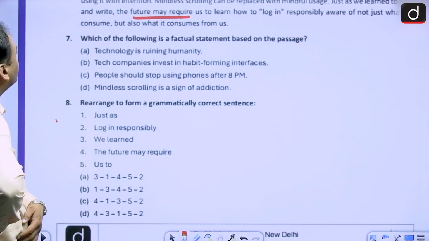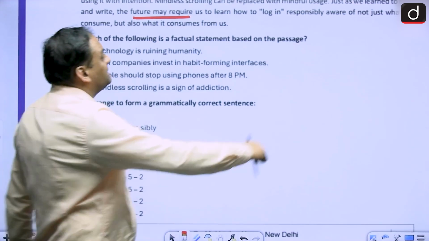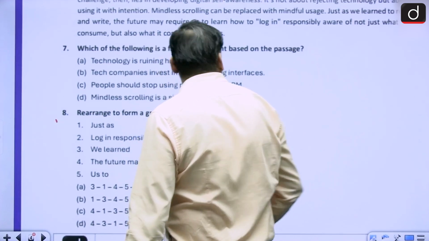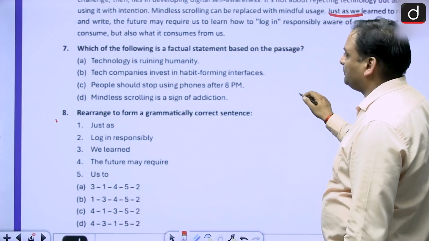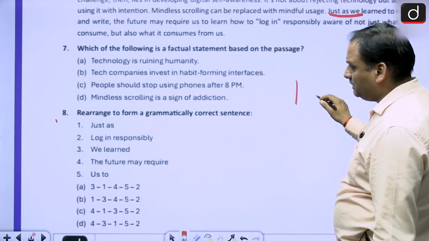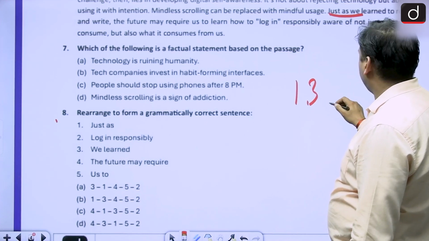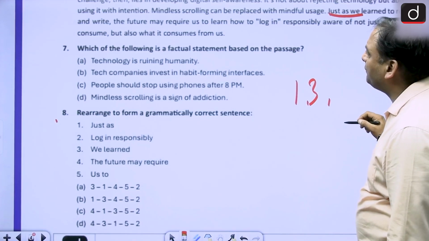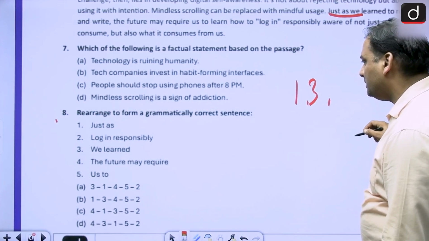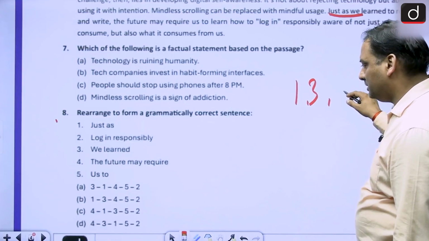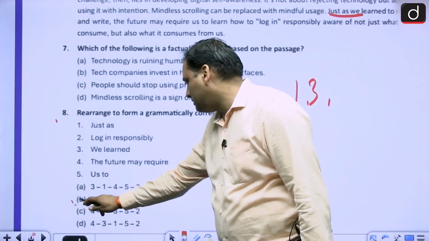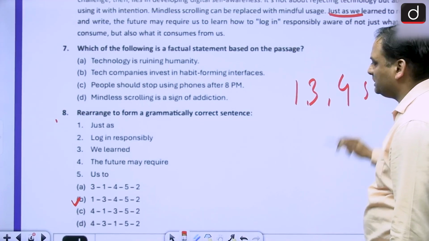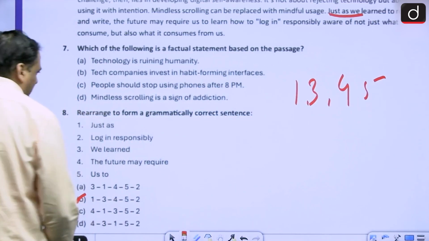Just as, it is given here. No, it should not be like this. We got confused. It is starting from here. Just as. First of all, just as, first one. We learn, third one. To read and write. The future. First, third, fourth, fifth. So first, third, fourth, the future may require us, fourth, fifth. Now, this one is the right answer. Second one, we can get it. Okay.